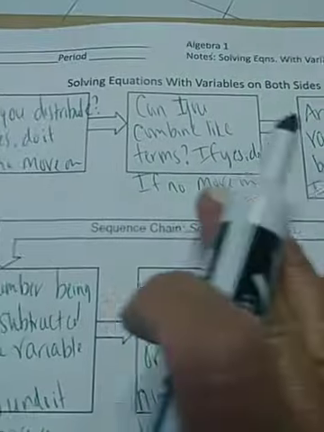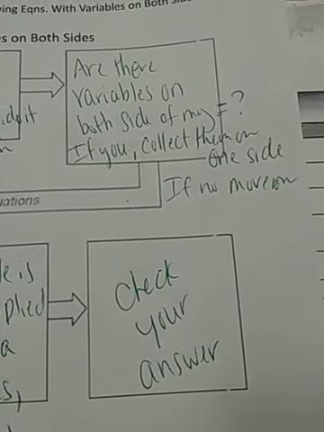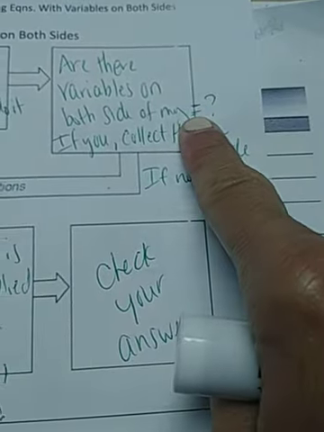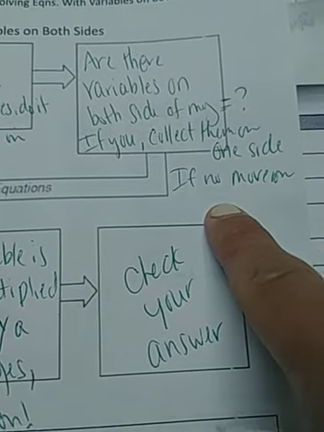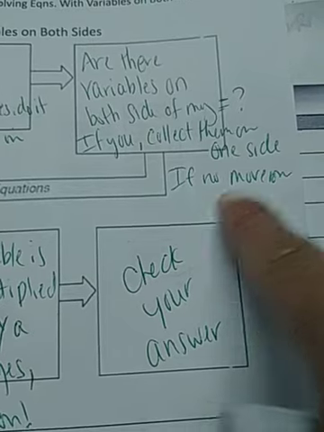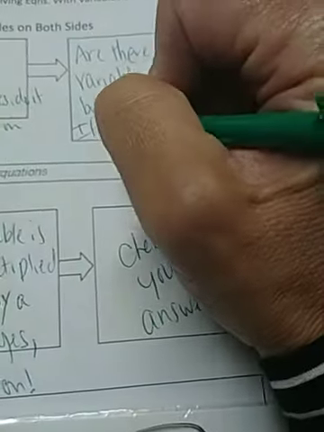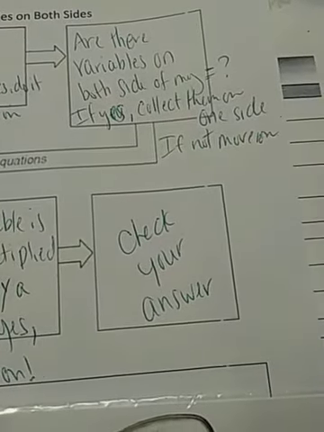So I finished step 1. I finished step 2. I'm going to go to step 3. Are there variables on both sides of my equal sign? This is an equal sign right here. If you do, collect them on one side. If not, move on. Okay, so actually this should say if yes and if not. Typo. All right, move on.